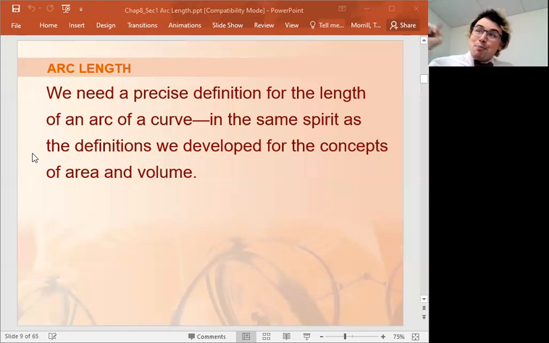So continuing this pattern, I want to take some pieces of length that are very easy to calculate. What's the easiest length I can calculate?